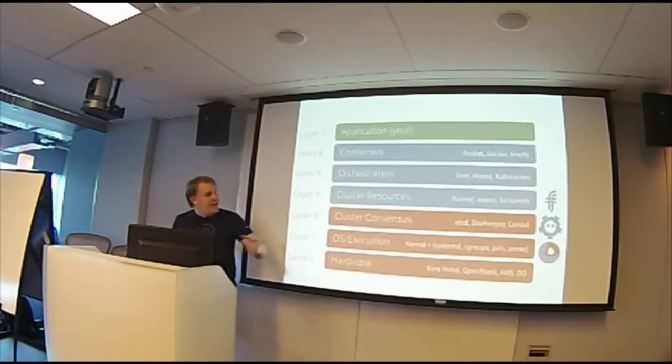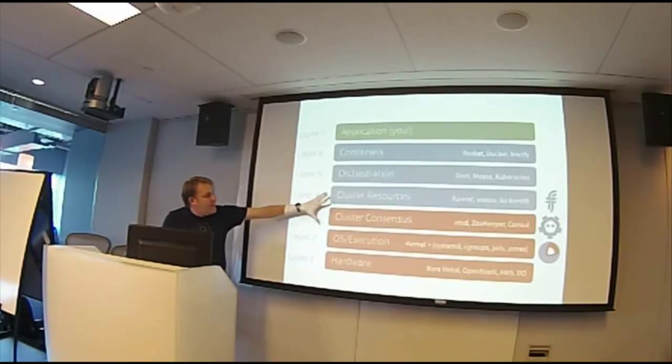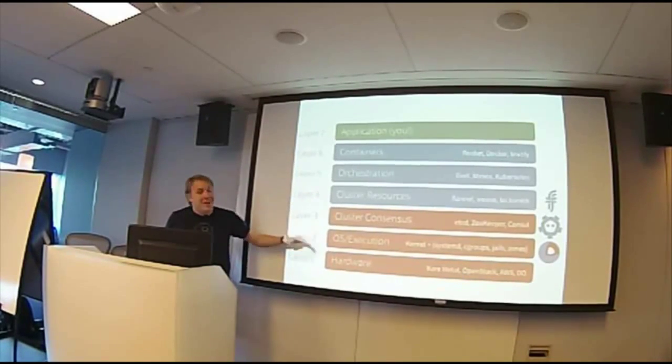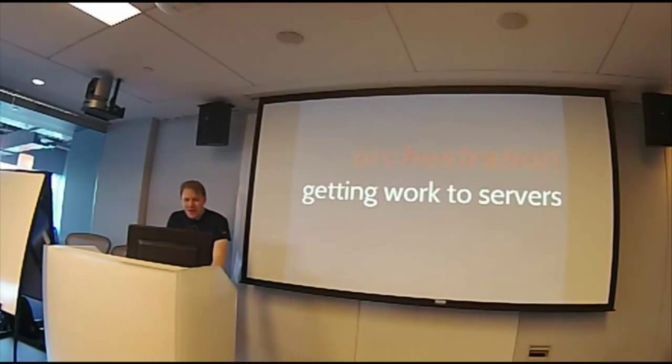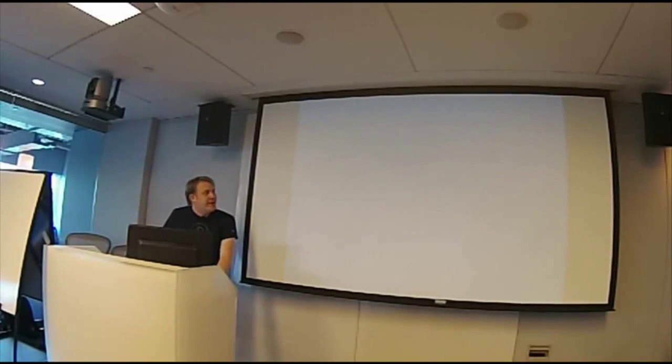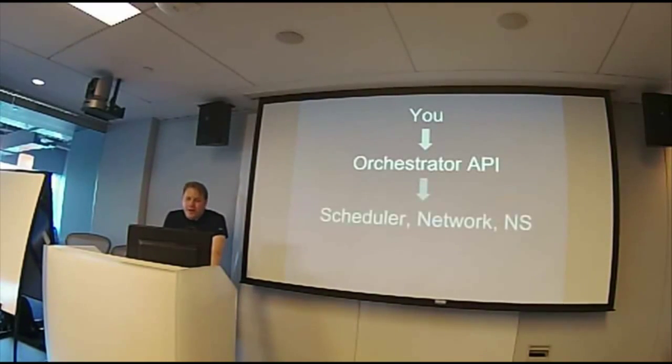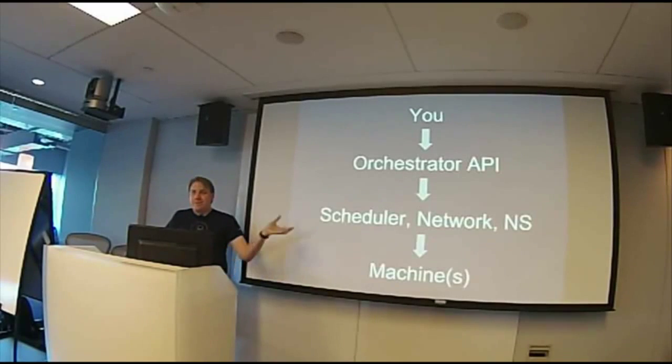And furthermore, you can sort of see where I'm going next, which is, if this is the hardware of the cluster, then orchestration is kind of the OS of the cluster, which is getting work to servers. You've heard, I think, this called the data center OS, and I think that's half the name actually, because of this reason. You have, you know, you calling the orchestrator API, which presents a scheduler, network, namespaces, to various machines. Much like a network layer, it takes some user data and is able to encapsulate it.